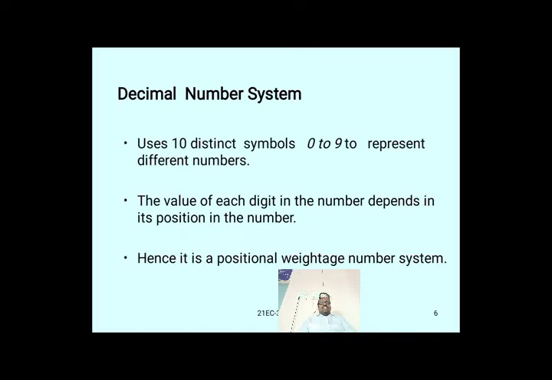Hence it is a positional weightage number system.